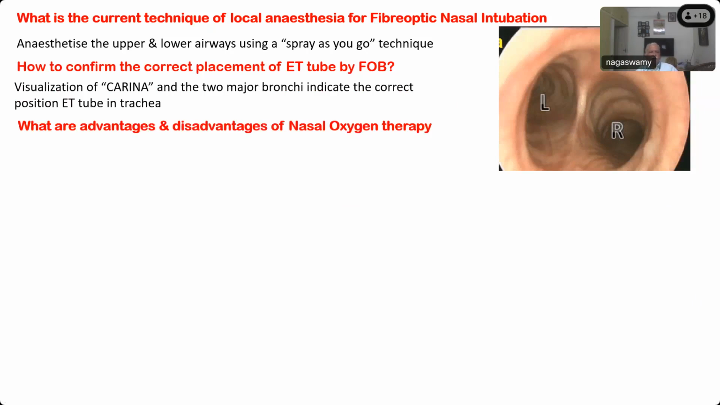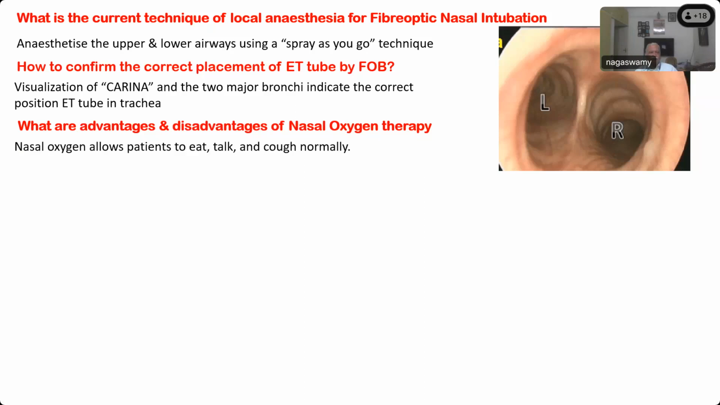What are the advantages and disadvantages of nasal oxygen therapy? It can provide apneic oxygenation during procedures and can increase the FRC. Normally we give nasal oxygen in the post-op ICU. Patient comfort will be there, sir. It allows the patient to eat and speak comfortably, sir.